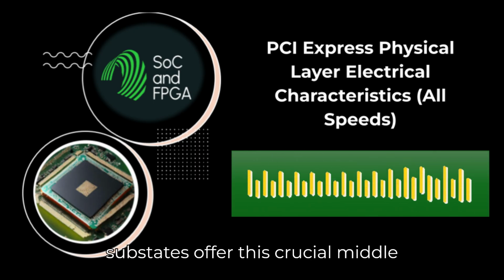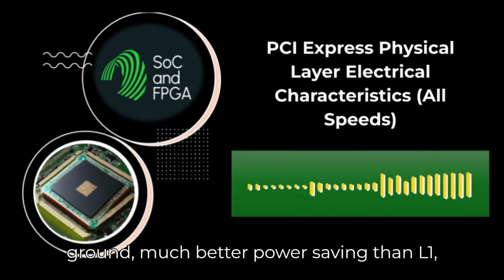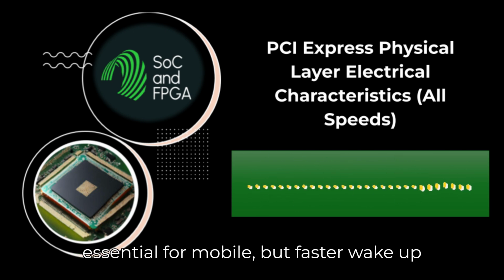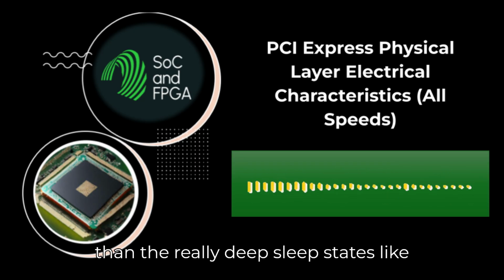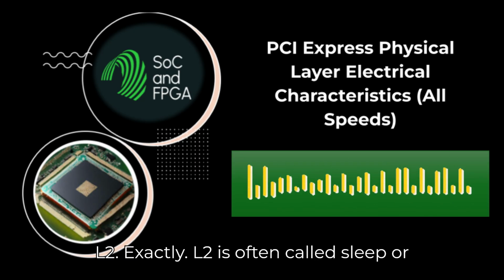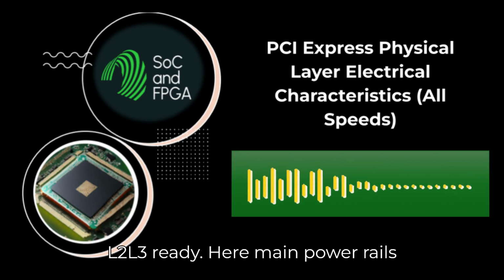So L1 substates offer this crucial middle ground, much better power saving than L1, essential for mobile, but faster wake up than the really deep sleep states like L2. Exactly. L2 is often called sleep or L2, L3 ready.